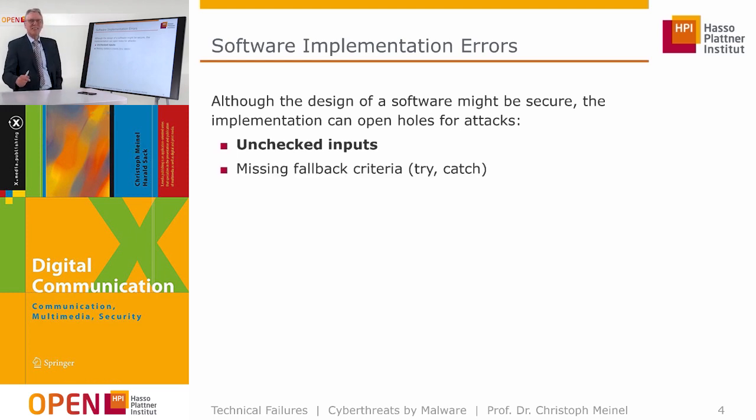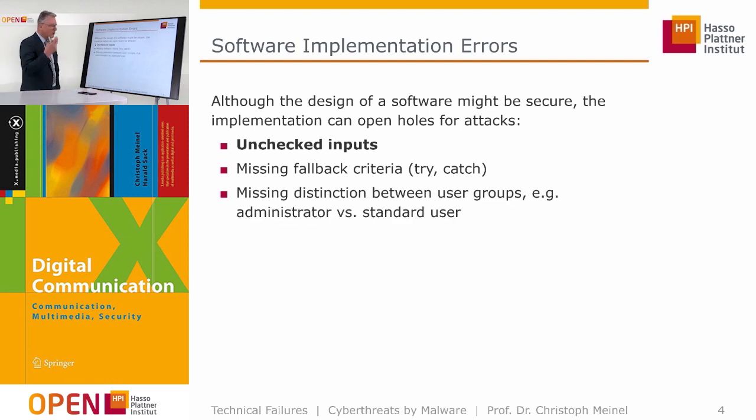For example, unchecked inputs: there is no check how long the input is, and this we know, for example, from buffer overflow attacks. The attacker gives much more input than expected, and it is not deleted. It is simply accepted in the system. Another is missing fallback criteria, so the attacker can try out things. Even if the system owner sees that someone tries to misuse the system, there is no security protection against this.